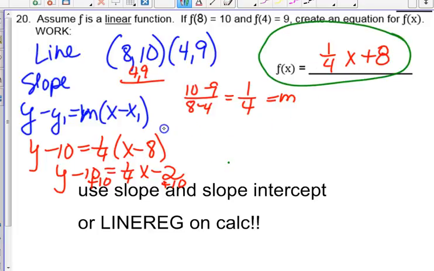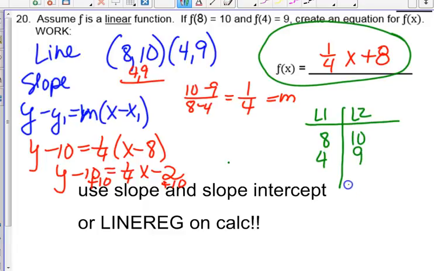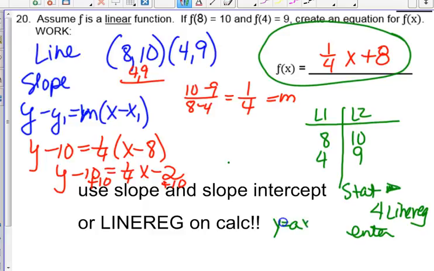Now, this is the answer. I could have also used slope-intercept form to do that, but there's a little cheat here, guys. If you put 8 and 4 in as the x values in list 1, and into list 2 you put 10 and 9, you could do stat, right arrow, down to choice 4, which is linear regression, and enter, and it will say y equals ax plus b, where a is 0.25 and b is 8. So it's telling you this is 1/4 x plus 8. Just a little cheat there. Feel free to use it.